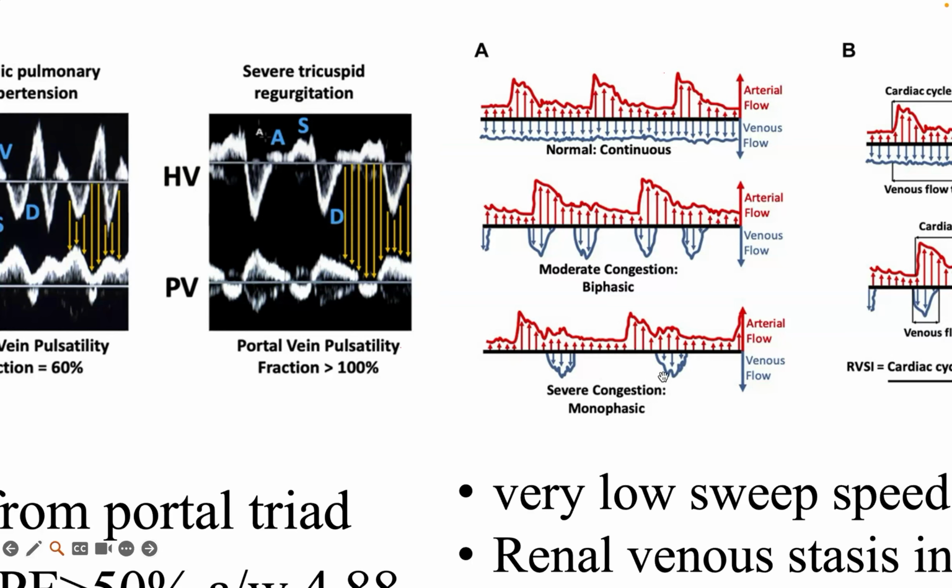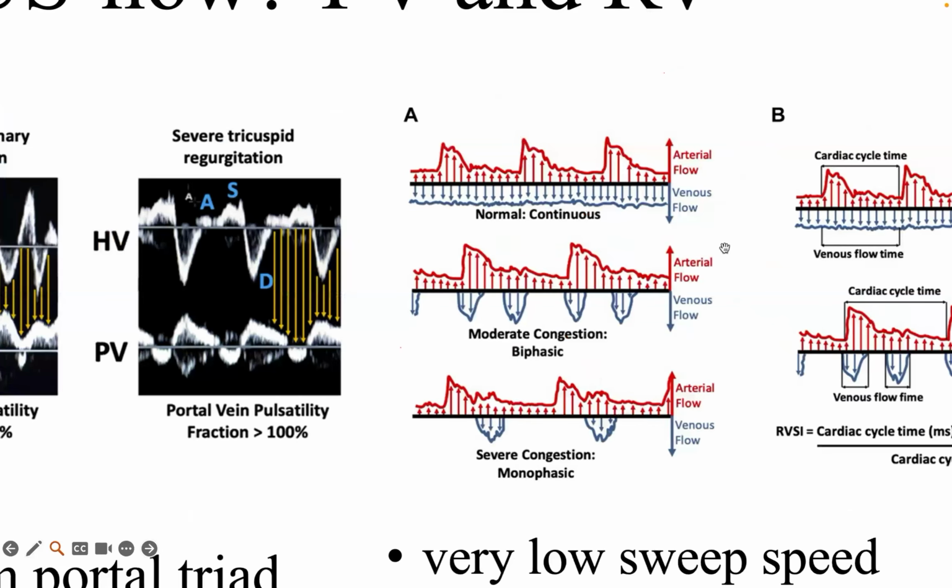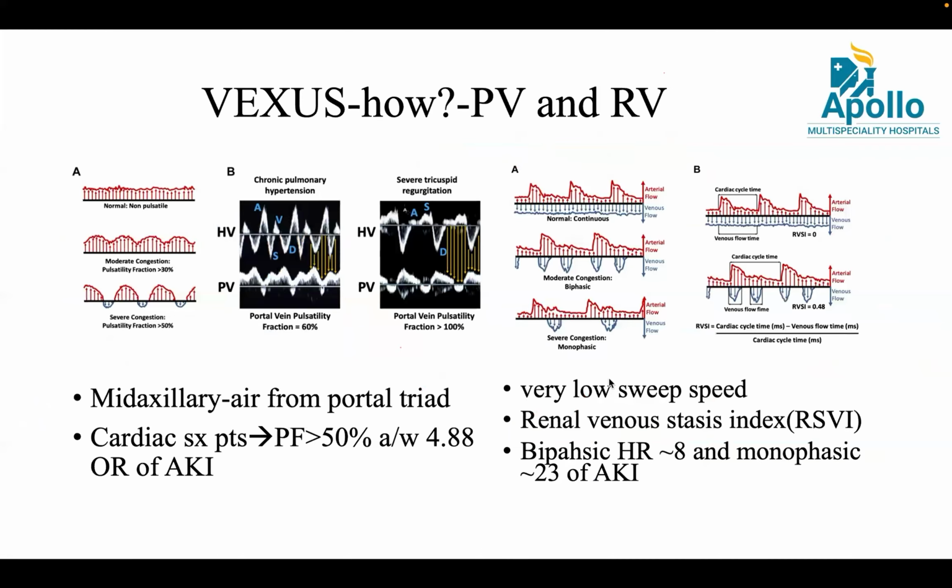What happens is if your congestive nephropathy settles in and intracapsular pressure increases, then your renal perfusion only occurs during systole. During diastole, because of the low pressure in the system and increased intracapsular pressure, there is practically no blood flow, and therefore you get fragmented waveforms. So these biphasic waveforms are grade 1 congestion, and grade 2 congestion is monophasic waveforms. This is how you determine.